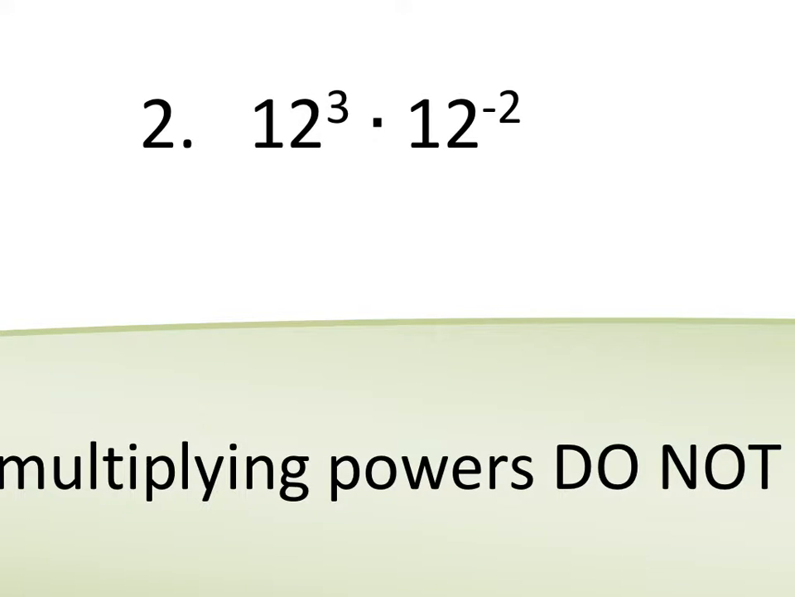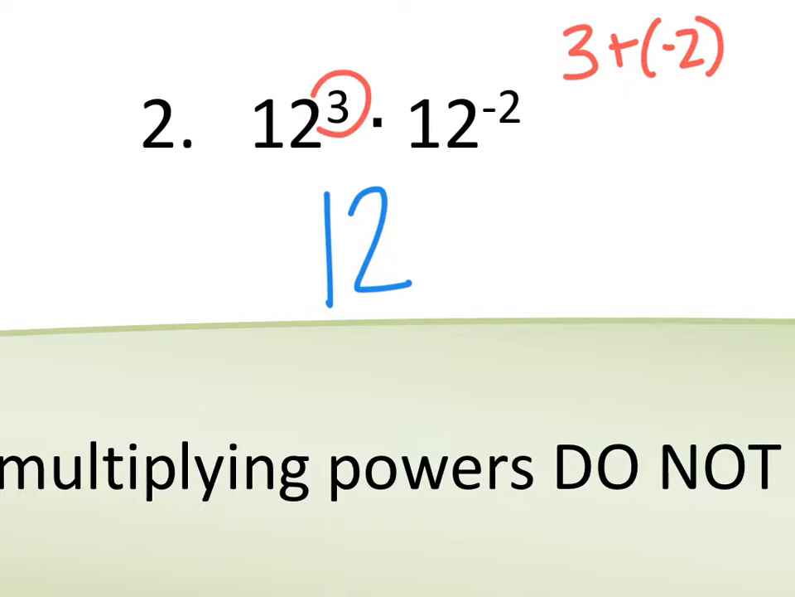12 to the third times 12 to the negative second. Is my base the same? What is my base, Ashley? 12. Okay. And then what is 3 plus a negative 2? Because we have to add our exponents. It is 1.